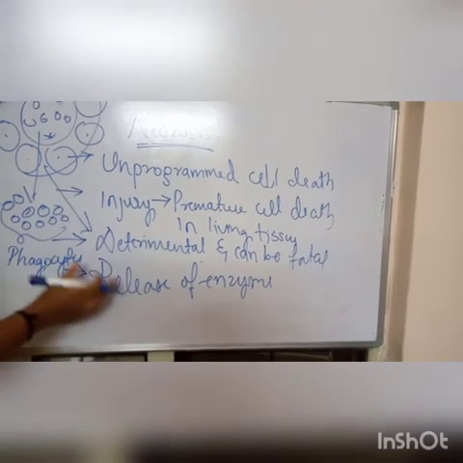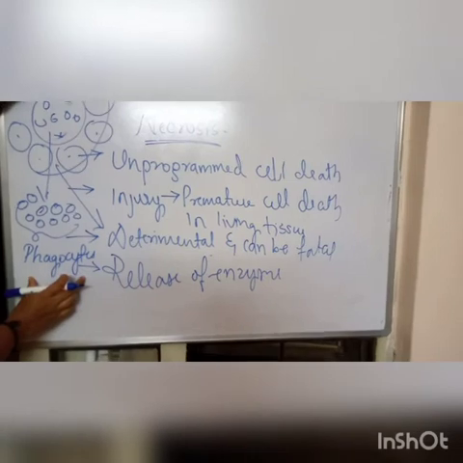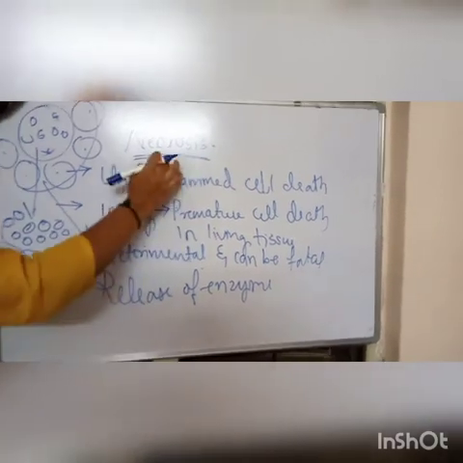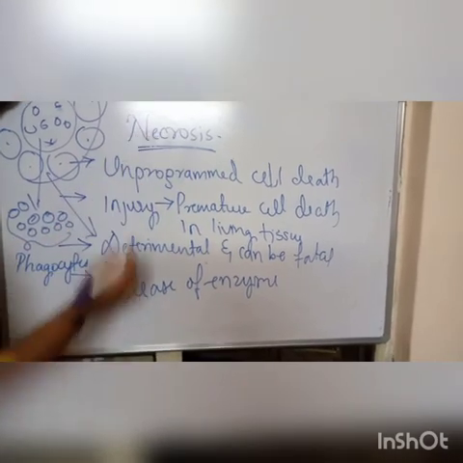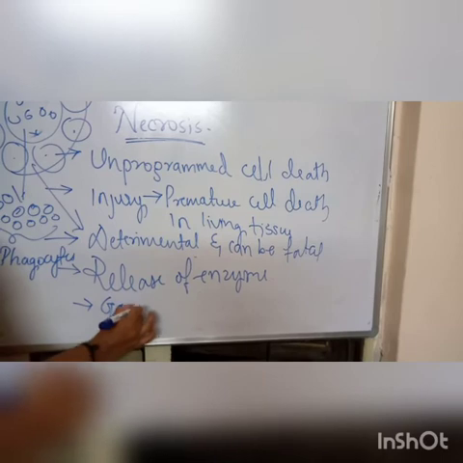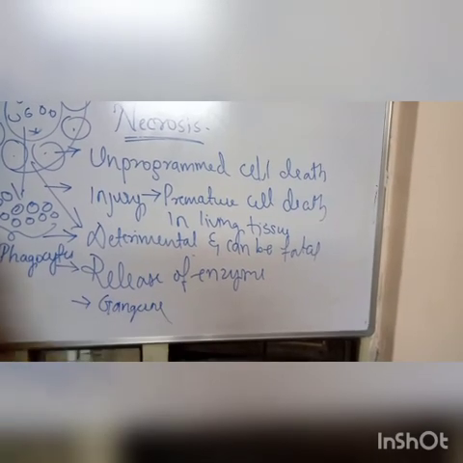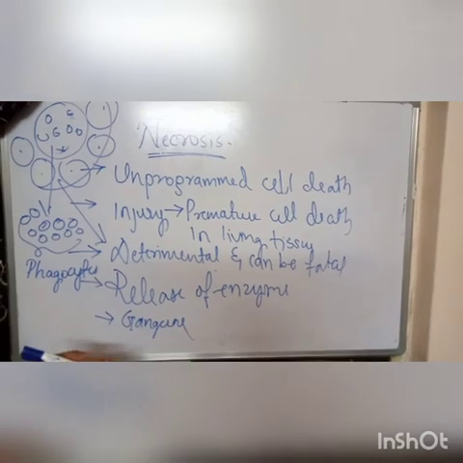Smaller pieces being engulfed by the phagocytes is the common process in necrosis as well as in apoptosis. An example for this necrosis is gangrene.